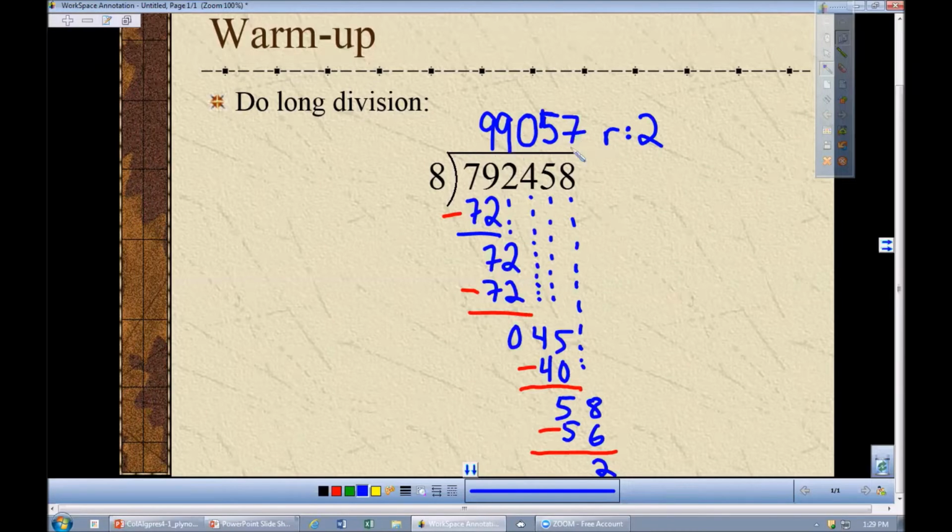There was another way we dealt with these sometimes. Sometimes we would say the answer was 99,057, and we take the 2, our remainder, and put it above the 8.